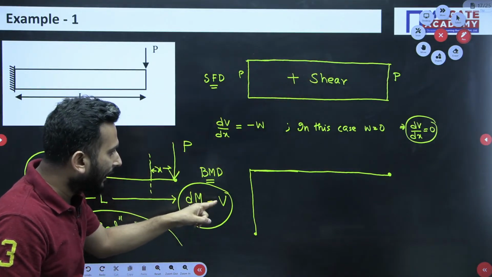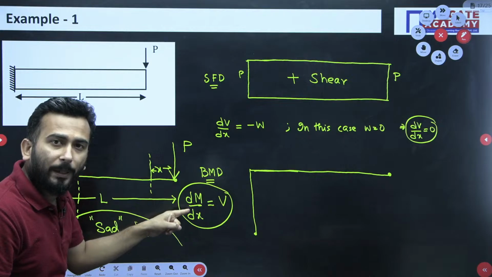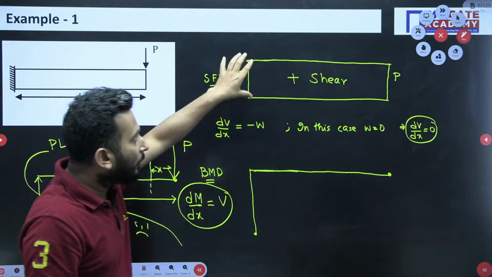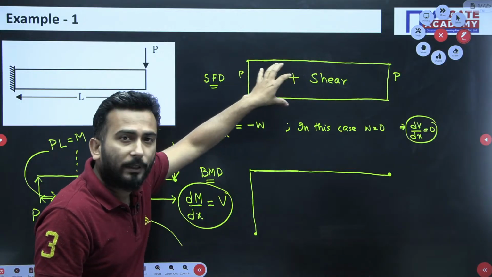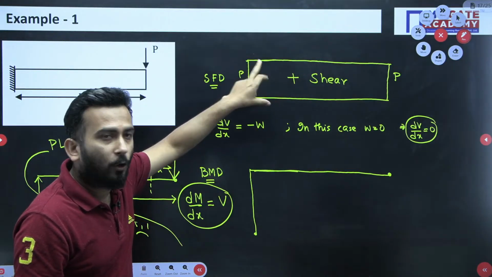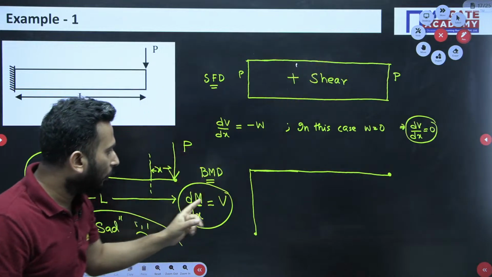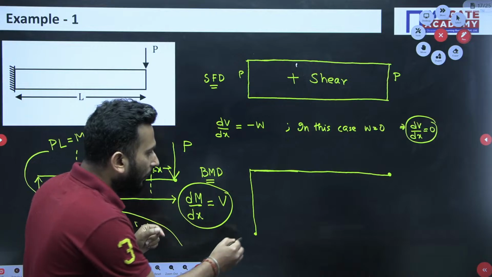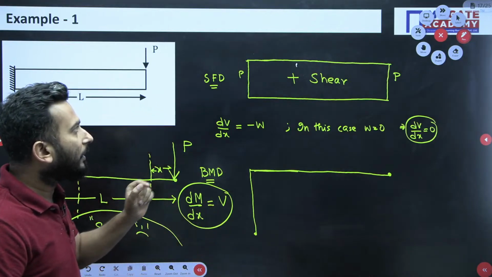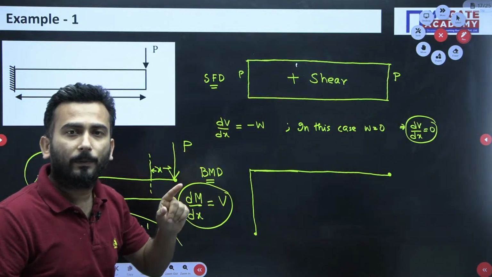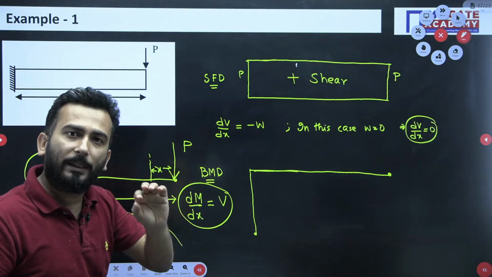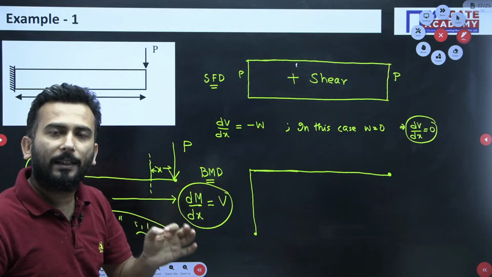So can I say that the slope of the bending moment diagram will be constant? The value of the shear force is constant, as you can see from here. Constant, same value. So the slope of the bending moment will also be constant. So slope equal to constant. Okay, one more thing, it is positive. So positive constant slope means a straight line.